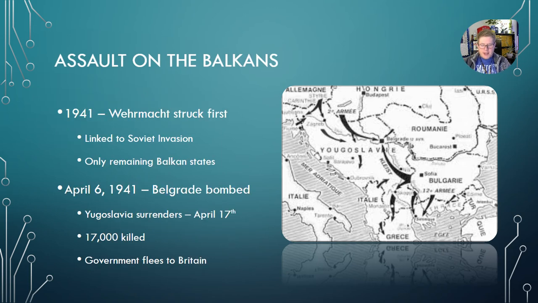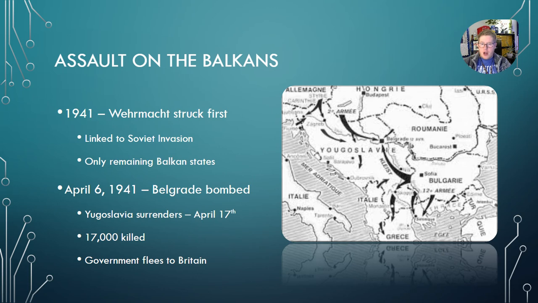So, starting in 1941, the Wehrmacht are going to strike first. This is linked to an eventual Soviet invasion. So they're starting with Yugoslavia and Greece. Now, they needed to secure the southeastern flank before going into the Soviet Union, as well as providing access to Romanian oil. Because if you remember last week, Romania became an ally of Nazi Germany.